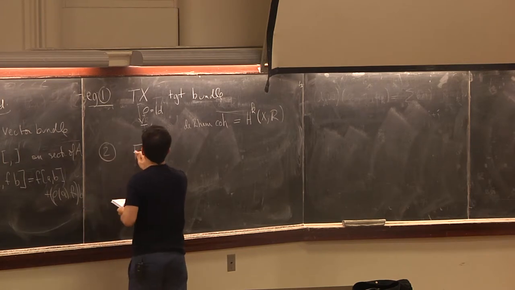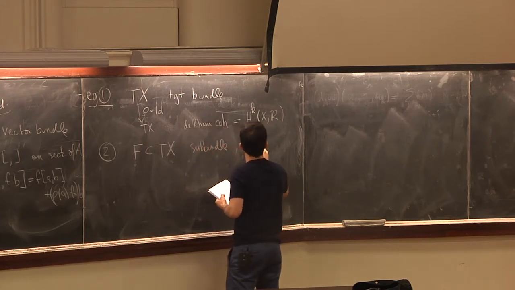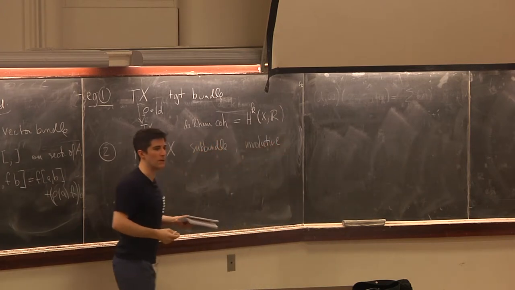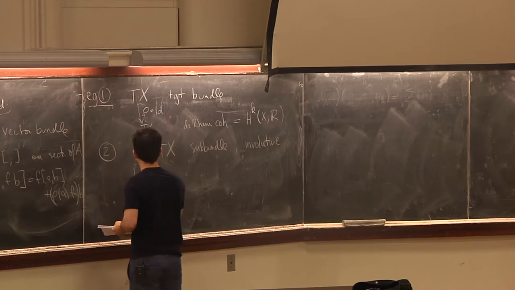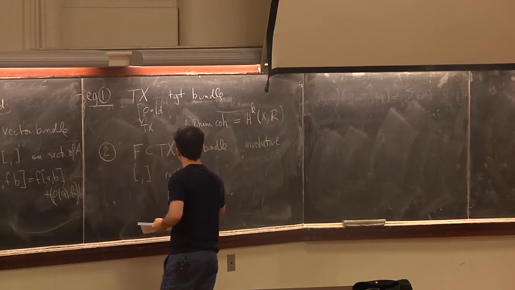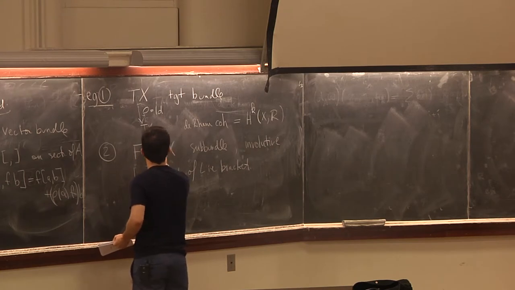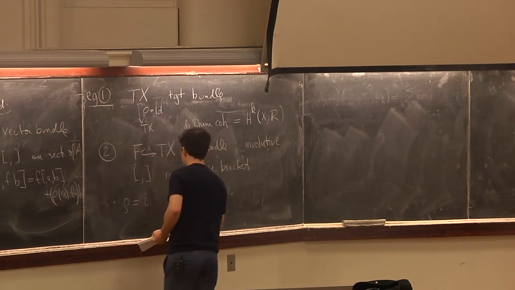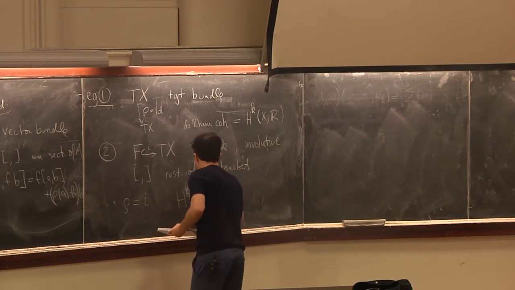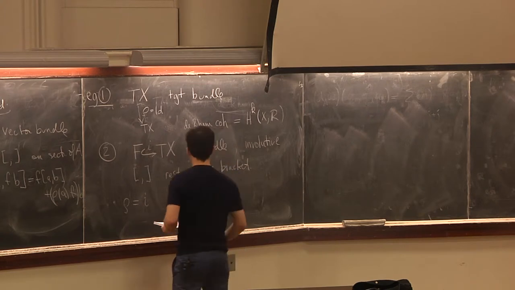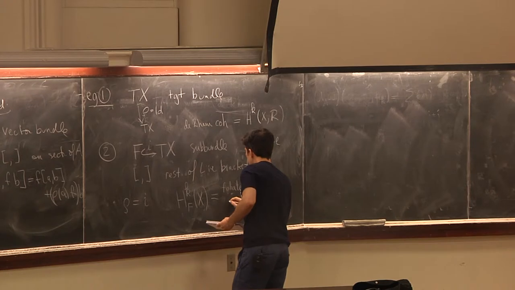The second example is if we take a subbundle F which is involutive. So involutive just means that the bracket of vector fields restricts to F. So that means that F has a bracket. And then the inclusion map gives us the anchor map. And in this case, the algebroid de Rham cohomology is called the foliated de Rham complex.